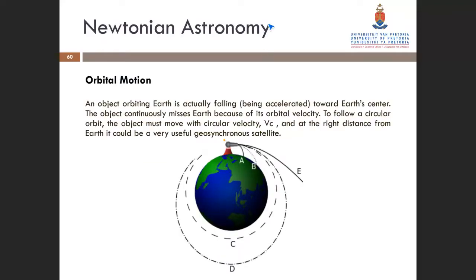An object orbiting Earth is actually falling, being accelerated towards Earth's center, but the object continuously misses Earth because of its orbital velocity. To follow a circular orbit, the object must move with circular velocity. And at the right distance from Earth, it could be a very useful geosynchronous satellite.